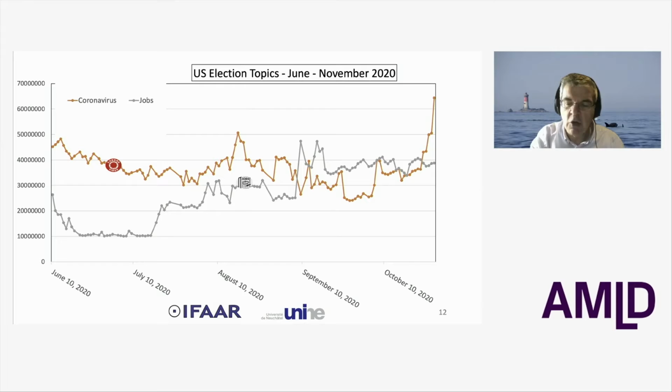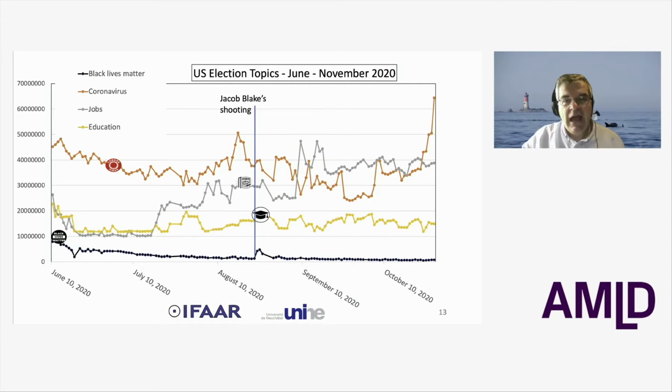So we have these two, the coronavirus and the jobs. From this, we can add other topics. I don't want to present everything, but in this case, in yellow, we have the topic education. Clearly there is an interest in the public about education, but it is clearly lower than the coronavirus and jobs topics. The last one present in this slide is Black Lives Matter. In Europe, there are a lot of newspapers and TV shows about this topic, but we see that this topic is not very important in the US election.